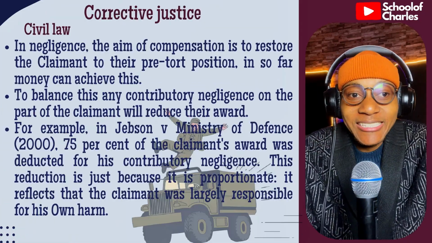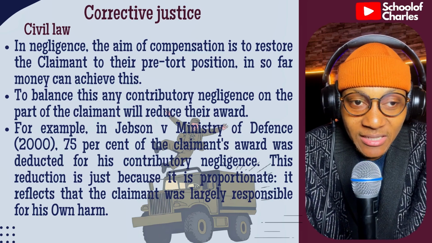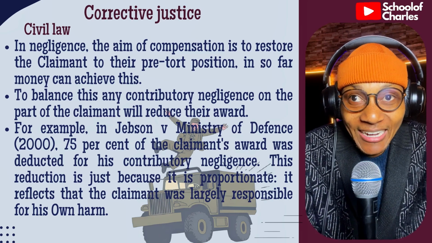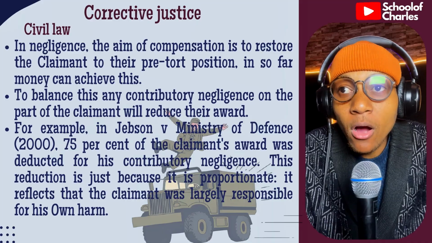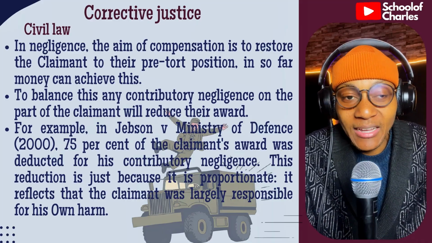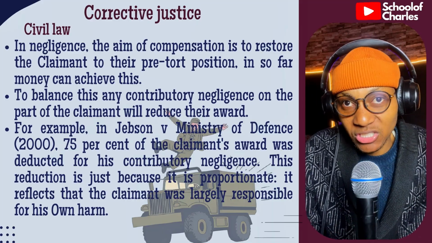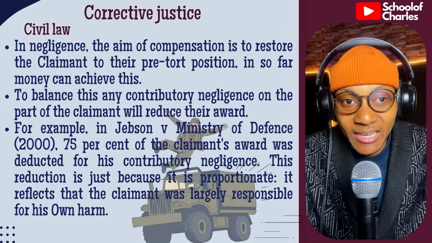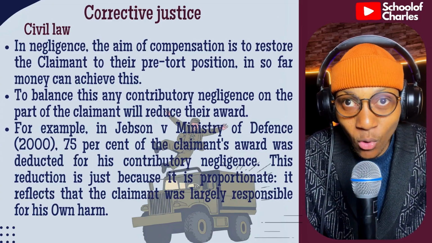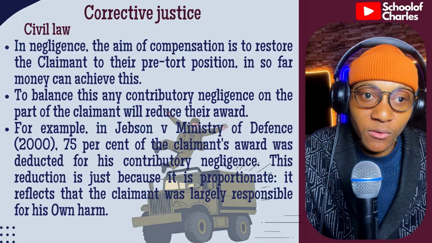Now let's look at civil law, right? Corrective justice. Let's look at civil law. So in negligence, right, the aim of compensating is to restore the claimant to their pre-tort position insofar as money can achieve this. So remember, we talked about civil law. If you don't know it, again, go and look at the video.